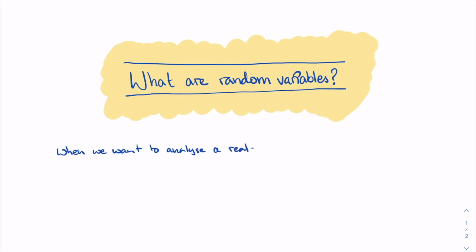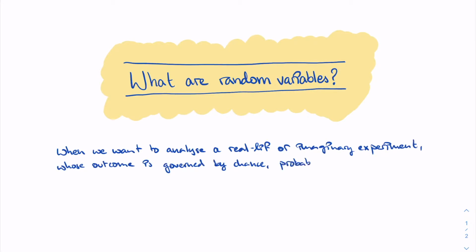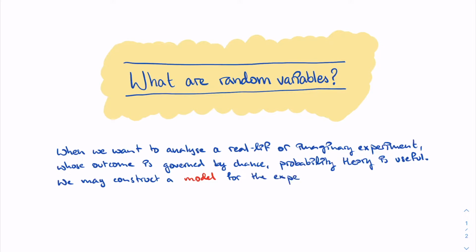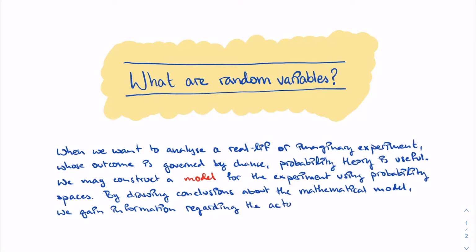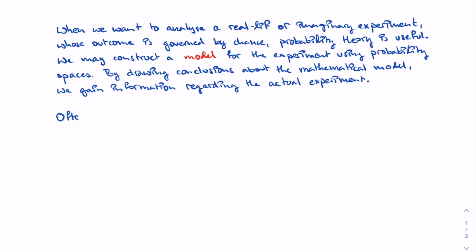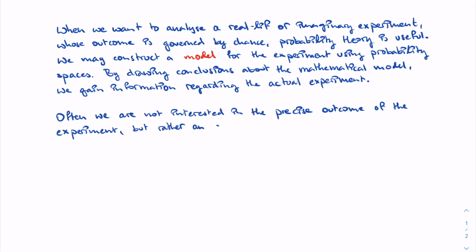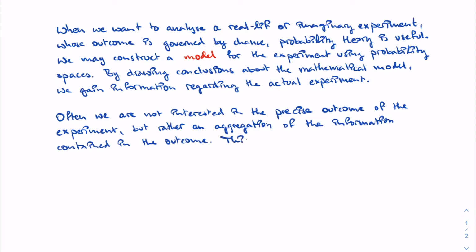When we want to analyze a real-life or imaginary experiment whose outcome is governed by chance, probability theory is useful. We may construct a model for the experiment using probability spaces. By drawing conclusions about the mathematical model, we gain information regarding the actual experiment. Often, we are not interested in the precise outcome of the experiment, but rather an aggregation of the information contained in the outcome. This is where random variables come in.